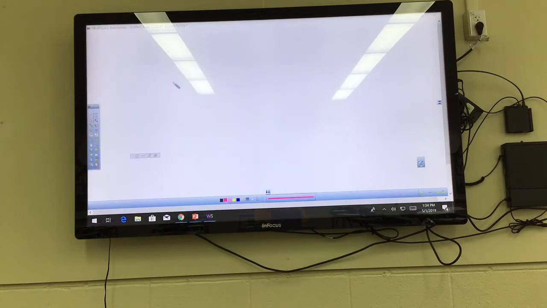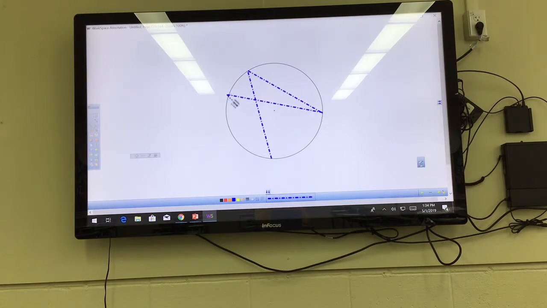The next theorem, we are told that if two inscribed angles of a circle intercept the same arc, this is my circle, and I have two inscribed angles. So here's an inscribed angle, and then here is an inscribed angle. Well, they're intercepting the same arc. They're intercepting this arc right here.